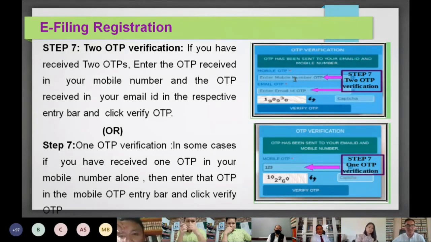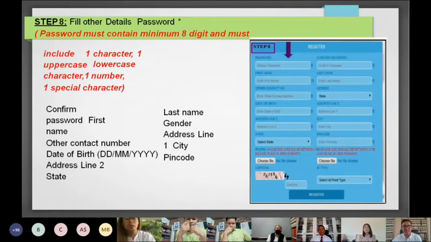Step 7. You will get two OTP verification codes. If you have received two OTPs, enter the OTP received on your mobile number and the OTP received on your mail ID in the respective entry bars and click Verify OTP. Or, in some cases, if you have received one OTP on your mobile number alone, then enter the OTP in your mobile number entry bar and click Verify OTP.